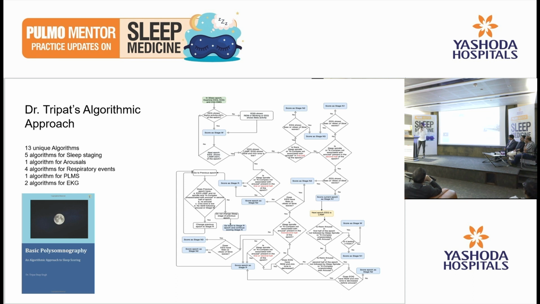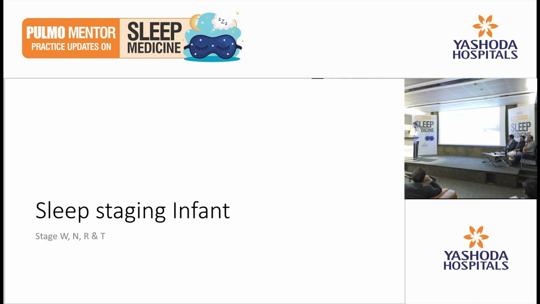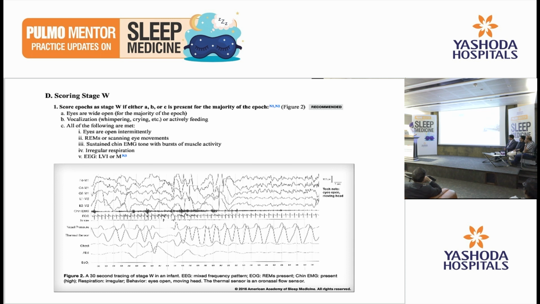If you are interested, you can go through these. Sleep staging in infants, basically we have stage wake, N, R, and T. So there are specific rules for scoring in infants.